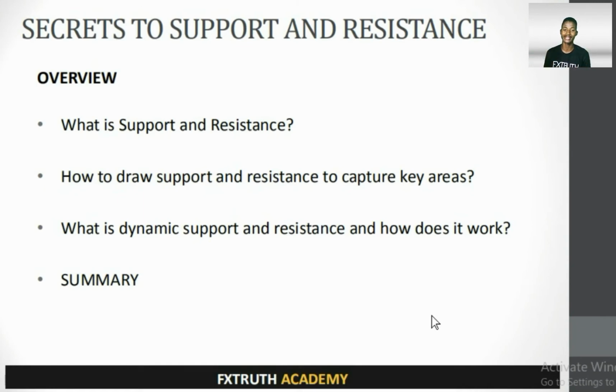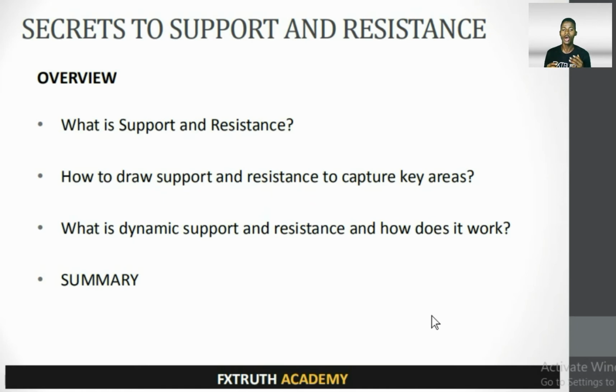Today, we're going to be looking at the secrets to support and resistance. And by the way, I've seen most people draw support and resistance in the wrong pattern on the Forex market, and with this, they make errors while trading. But today, we're going to be seeing the secrets on how to draw the support and resistance. Mind you, this is for price action traders, those that trade off the naked price charts.